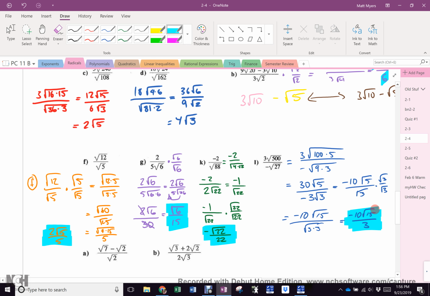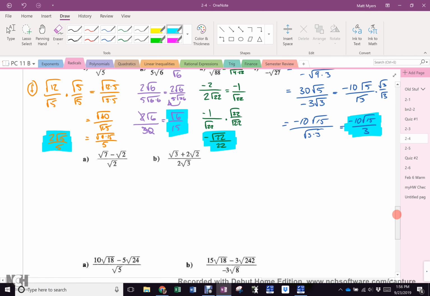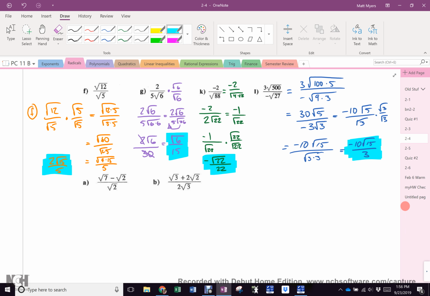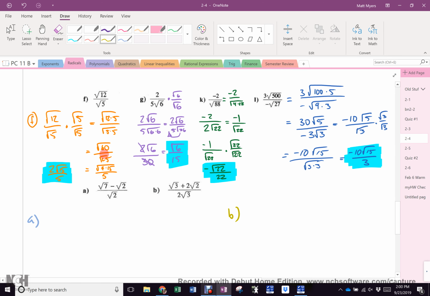Has everybody finished F, G, K, L? No rush. I am not trying to rush you. I just want to know when I can put it up on the screen. If you have finished F, G, K, and L, go ahead and attempt A and B of the next ones. Everything in blue is done.